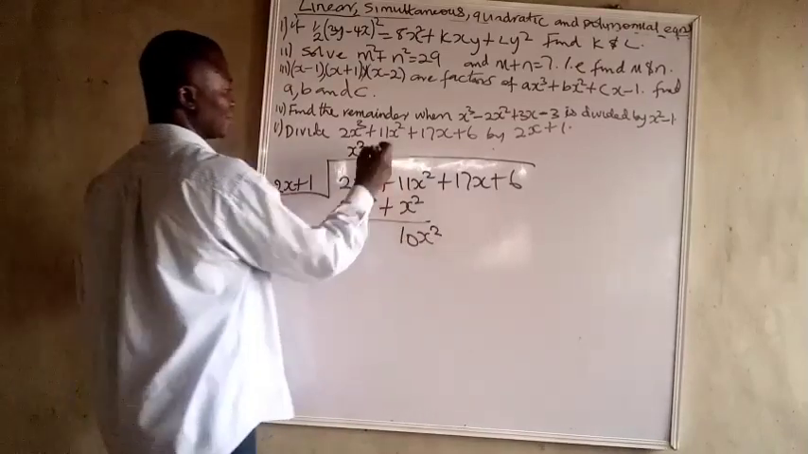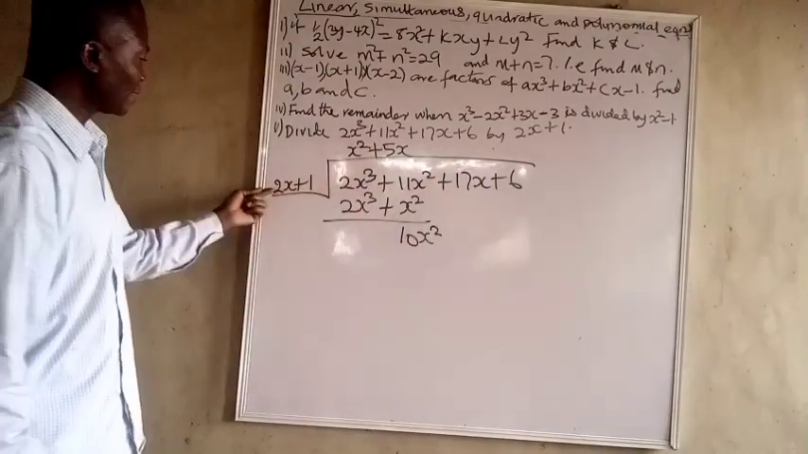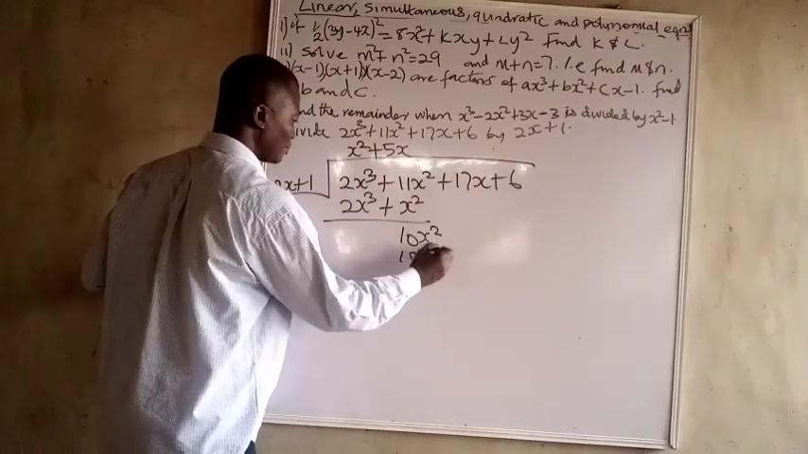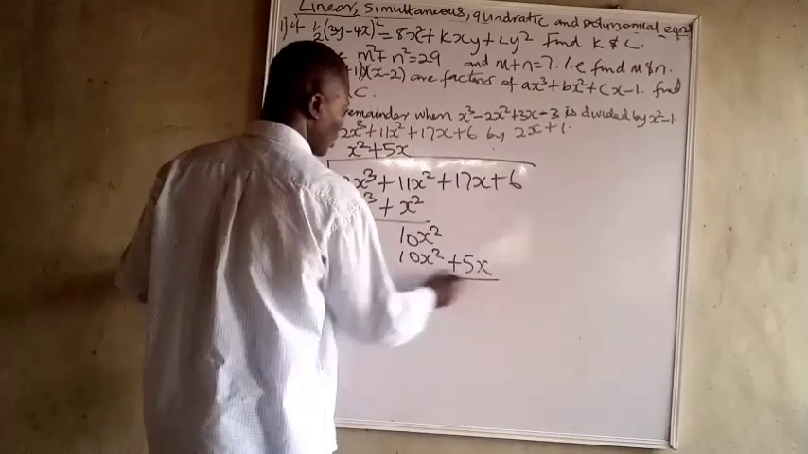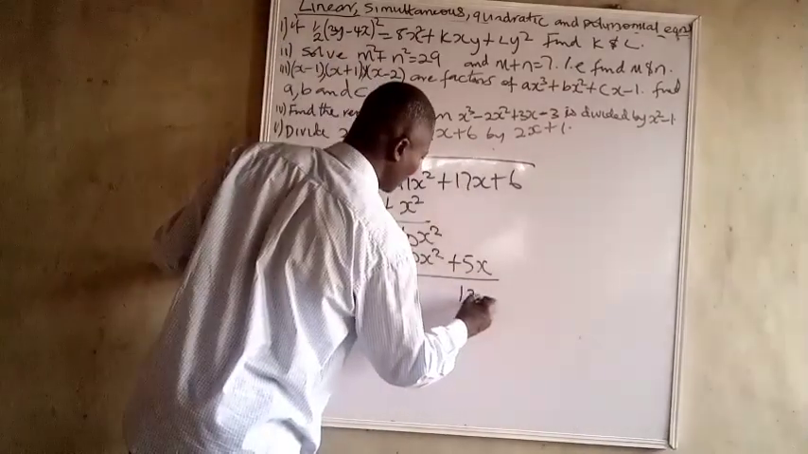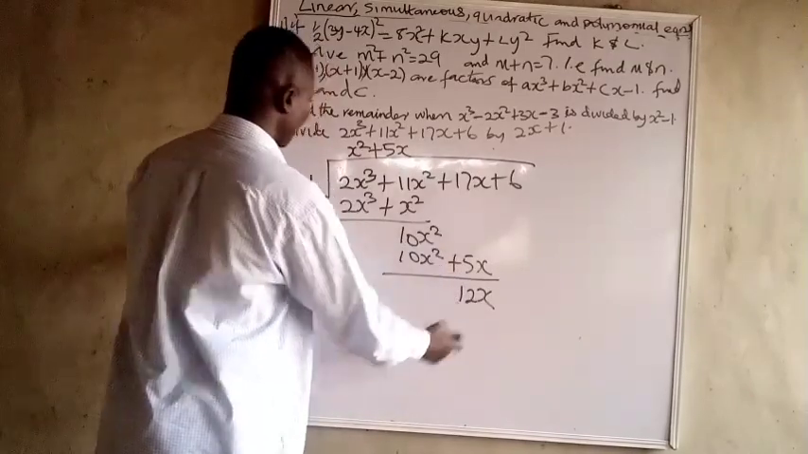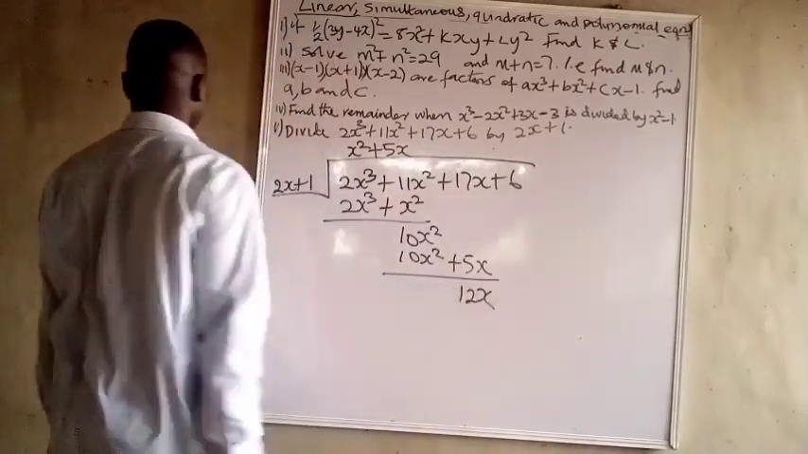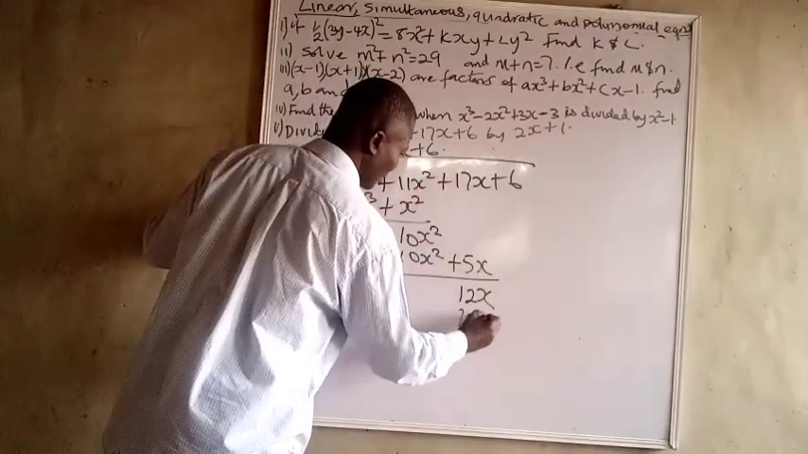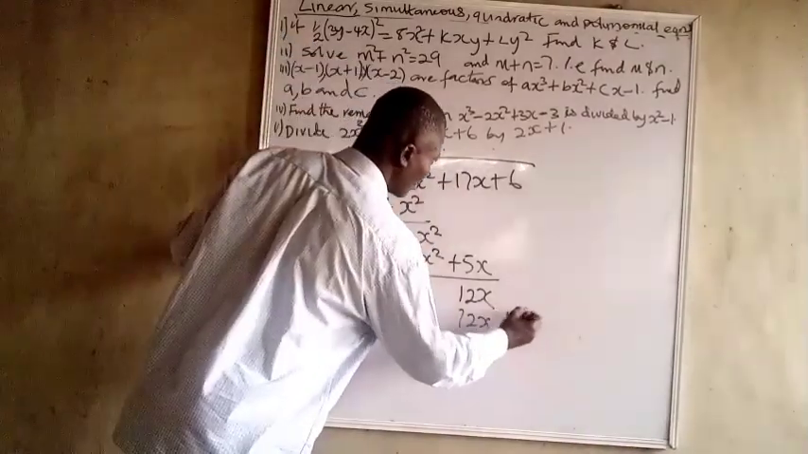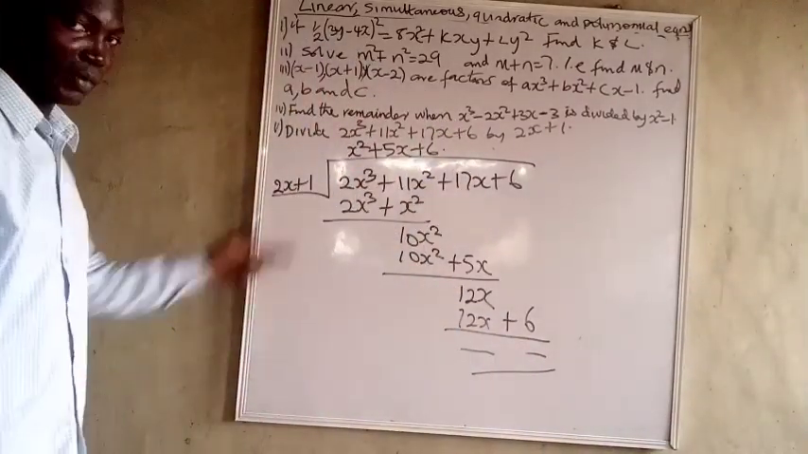Now 2x here is equal to 5x. So 5x times this one is going to give 10x squared plus 5x. So subtracting, this one gives me 12x. 2x here gives 6, so 6 times 2x is 12x, and 6 times 1 is 6. So that's the answer: x squared plus 5x plus 6.